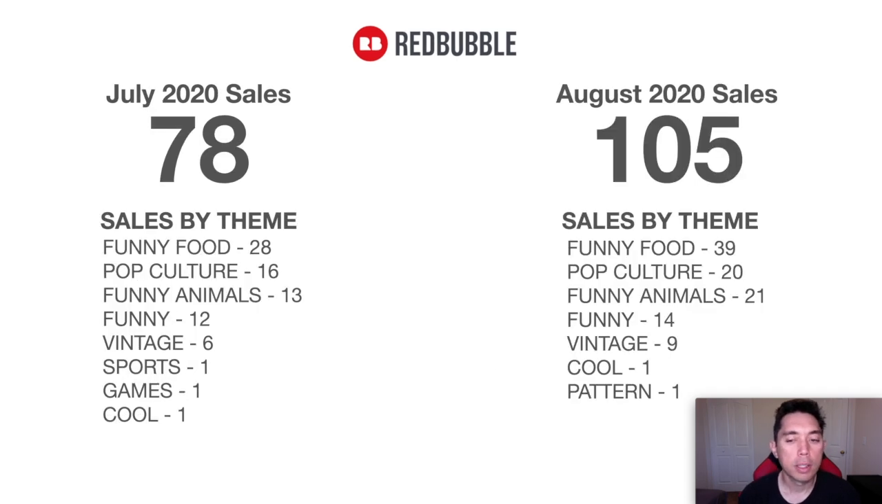So here is my breakdown of what kinds of designs sell well for me. They may not sell well for you, but you can also do this with the CSV file, not as easily. You can just track it manually. So that's kind of what I did. I knew the name of my design, and I broke it down by theme. So you can see I'm still selling the same kinds of themes. Funny food is doing really well for me.